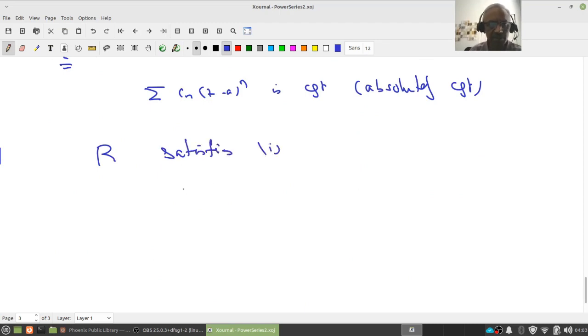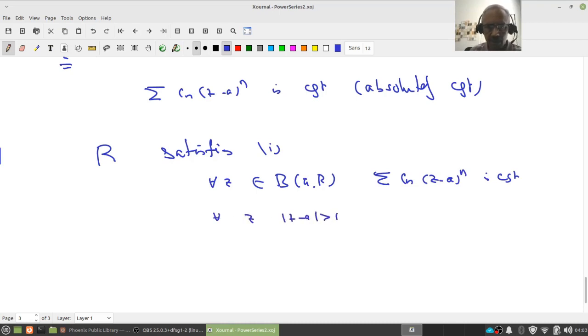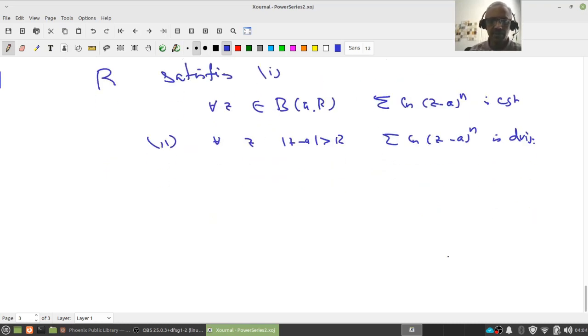Condition 1. What did condition 1 say? It said for every z in B(a, R), the series summation c_n (z minus a)^n is convergent. And for every z such that mod z minus a is greater than R, the series summation c_n (z minus a)^n is divergent. Okay. Why is this divergent? We had already seen that.